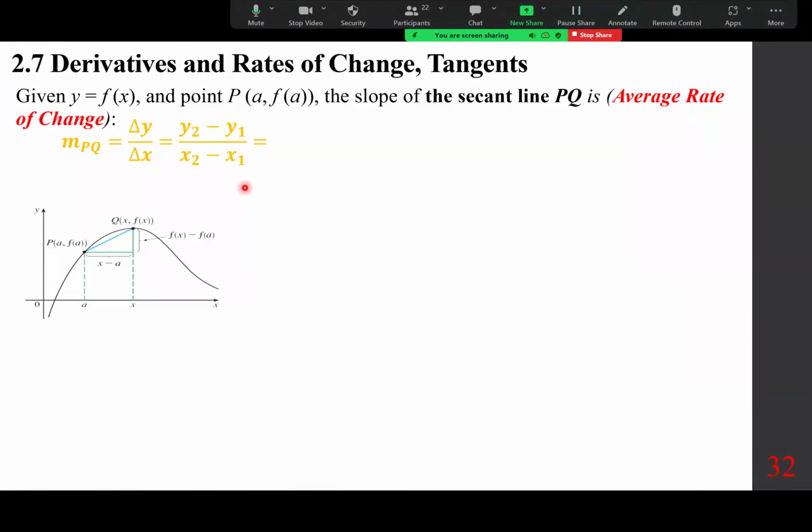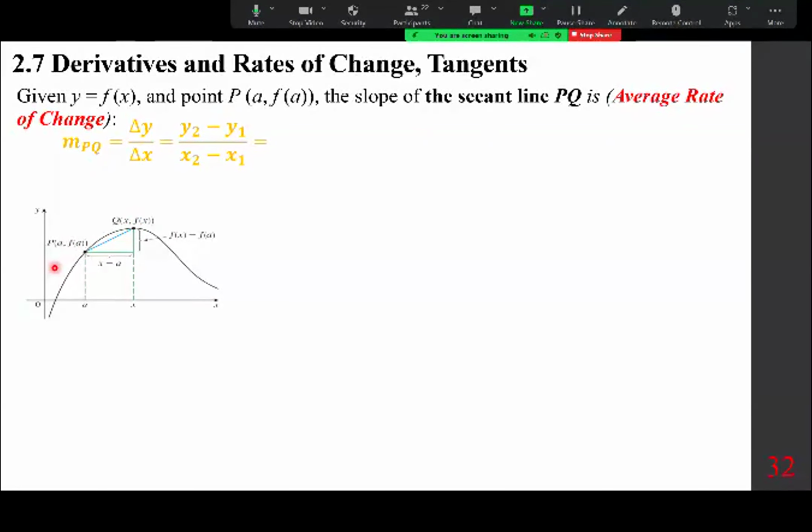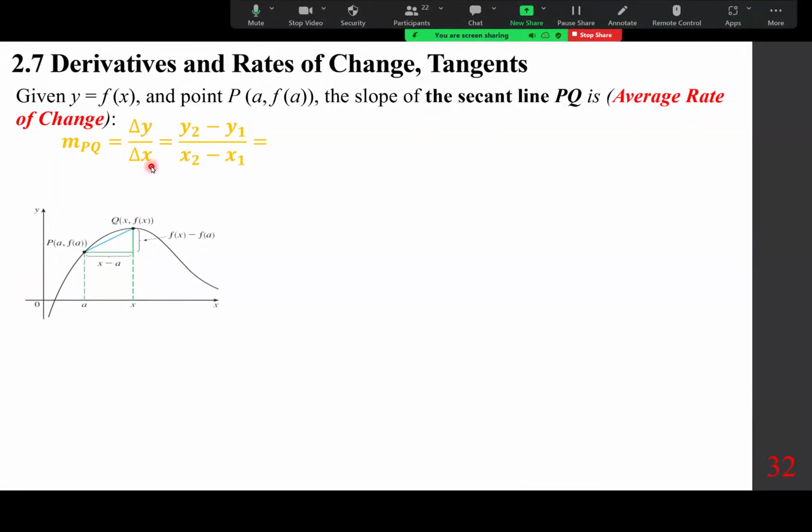(2.7) Derivatives and rates of change, tangents. Given y equals f of x and point P having coordinates a and f of a, the slope of a secant line PQ is the average rate of change. So when you pick 2 points on the curve and connect them, it creates what we call a secant line, and the slope of that line is easy to find, rise over run, y sub 2 minus y sub 1 over x sub 2 minus x sub 1.